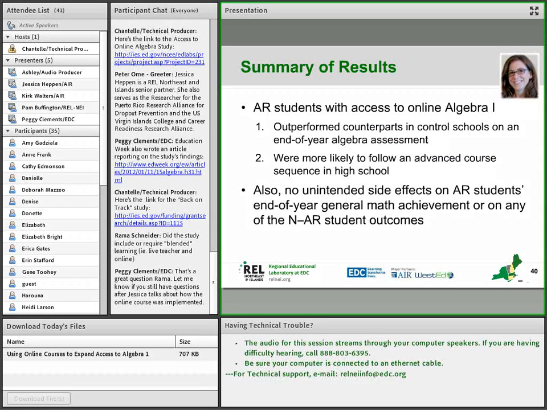So, summary of results: algebra-ready students with access to online Algebra 1, as you've seen and heard, outperformed their counterparts in control schools on the end-of-year assessment, and they were more likely to follow an advanced course sequence in high school. It opened up doors for them that otherwise aren't opened until they get to high school. We also found no unintended side effects on algebra-ready students' end-of-year general math achievement or on any of the non-algebra-ready student outcomes. We don't have time today to go through those results. But we found no statistically significant differences on any of the outcomes we looked at for those questions about side effects, and we were really pleased about that.